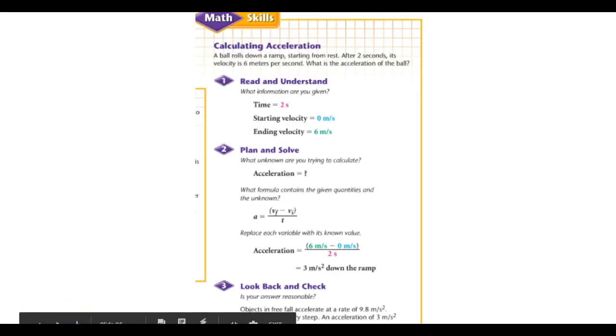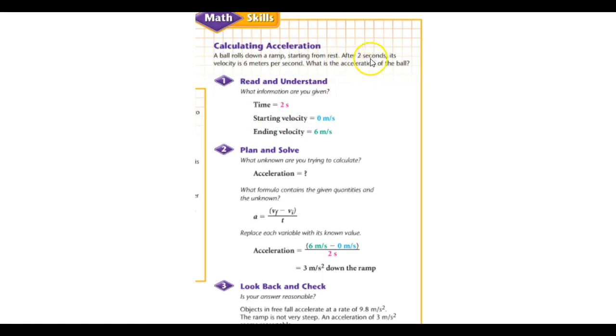Okay, so this is giving you an example that we're looking at. This is walking you through. We'll actually do some practice ones together. One of the big things here is to make sure when you're looking at it that you are reading through and finding what you need to know. So the first one is figuring out the information. It's started from rest. That means the starting velocity would be 0.